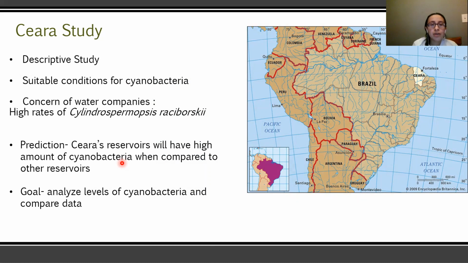And the reason that they predicted that is because the water companies located in the Sierra state had concerns about Cylindrospermopsis raceburski. They had high concerns for it, while other reservoirs located in states nearby, even though they were in the same northeastern region of Brazil, did not have the same concerns. So their goal was to analyze the levels of cyanobacteria in the reservoirs of Sierra and compare data with reservoirs of states nearby.